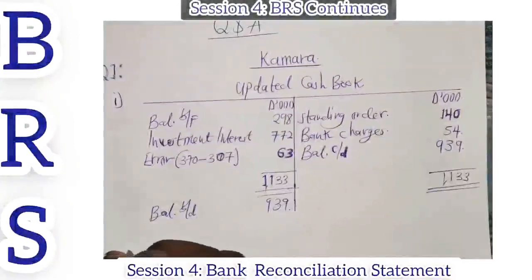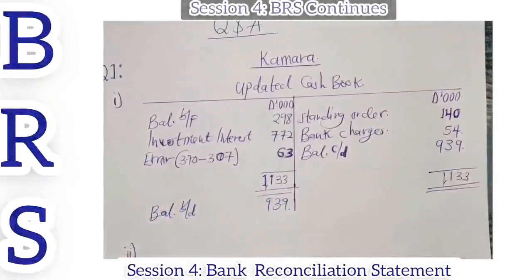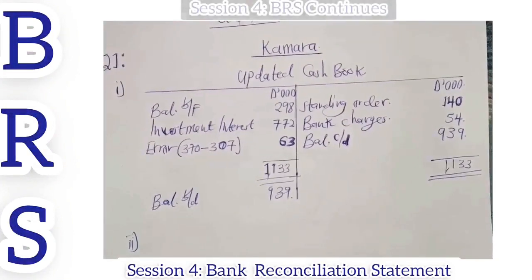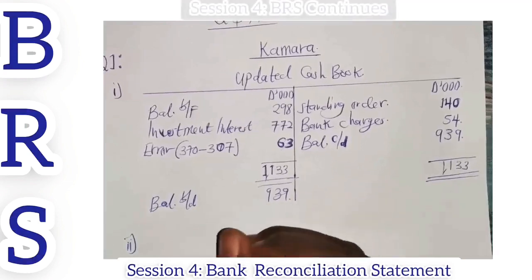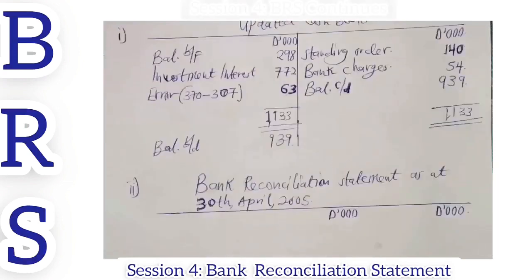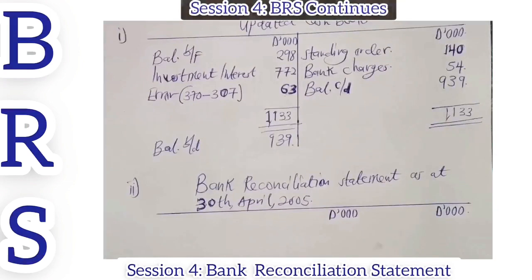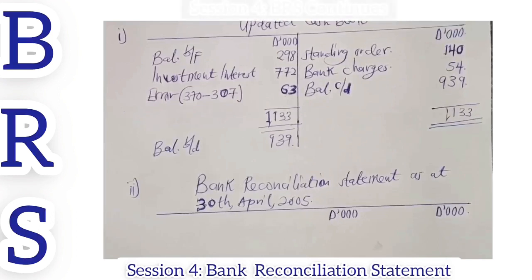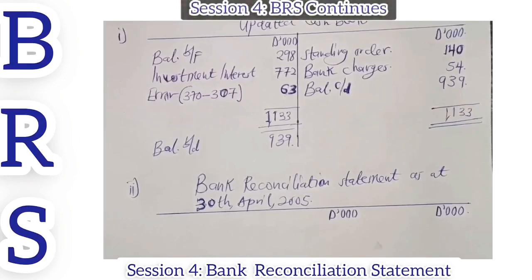Part B, II. We are asked to prepare a bank reconciliation statement as at 30th April 2005. So this is my bank reconciliation statement as at 30th April 2005. Here you have two options: either prepare the bank reconciliation statement using the adjusted Cashbook balance or the bank statement balance. It's up to you. By me, I'll go for using the adjusted Cashbook.